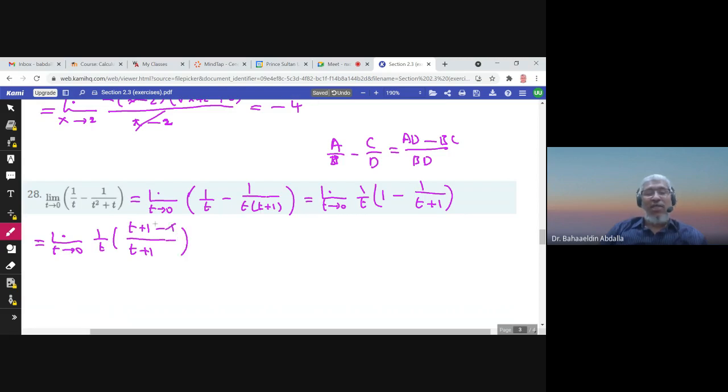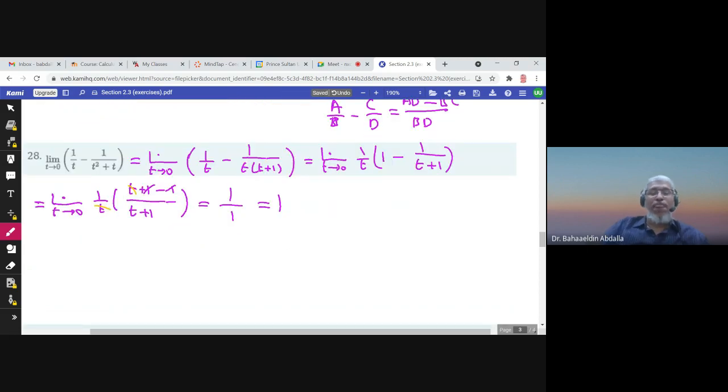Now 1 cancels with 1, and then t cancels with t. Okay, after you cancel 1 with 1, you cancel t with t, and then you will have 1 in the numerator. And if you replace t by 0, you get 0 plus 1, which is 1. And the limit would be 1.